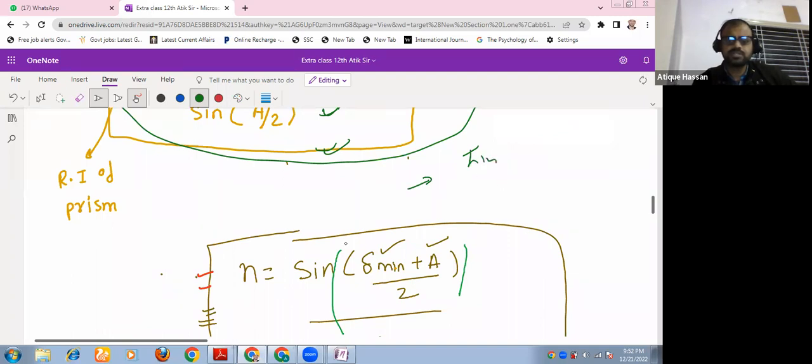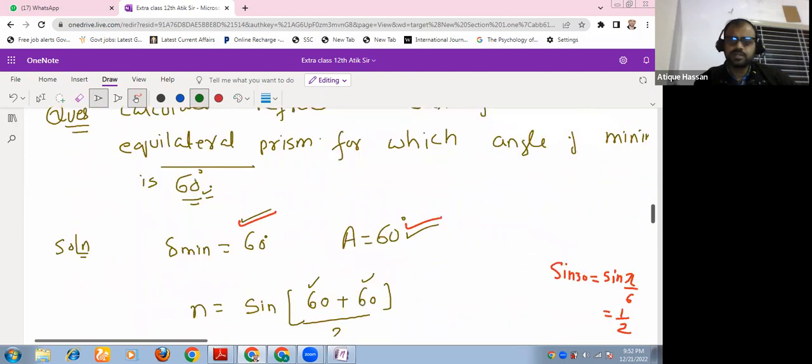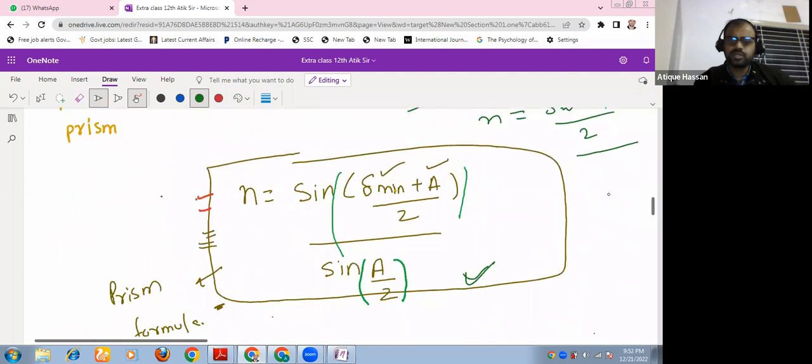If the prism is thin, this angle will be very small. So you can directly remove sine. If the angle is small, sin theta is equal to theta. So you can write n equal to (delta m plus A) by 2 divided by A by 2. You can remove sine because for a small angle, sin theta equals theta.